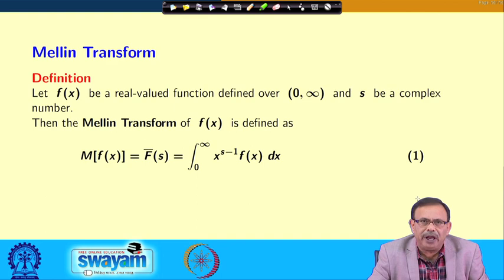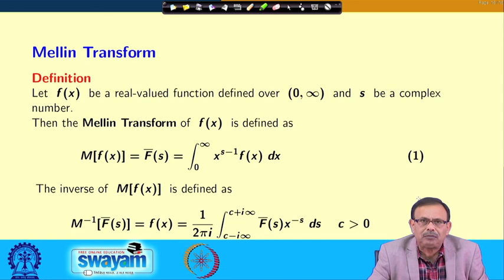So, basically for Mellin transform, the kernel is x to the power s minus 1. Whenever I change the kernel, I get another transform. Similarly, the inverse Mellin transform is defined as M inverse of F bar(s), which equals f(x), which equals 1 by 2 pi i, integral from c minus i infinity to c plus i infinity of F bar(s) x to the power minus s ds, where c is greater than 0.